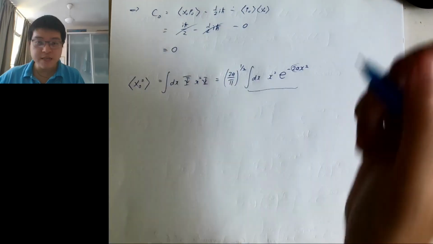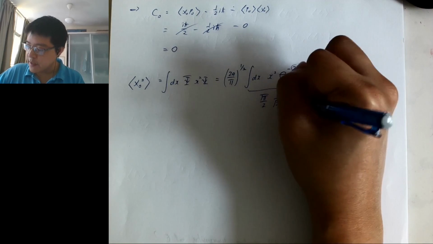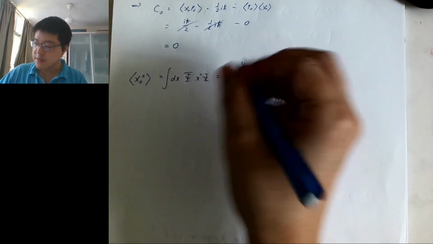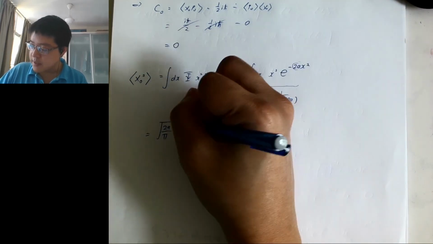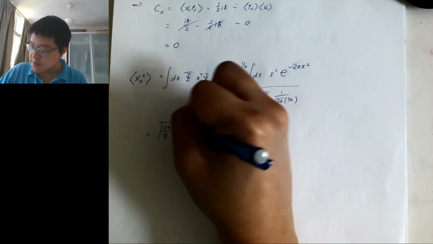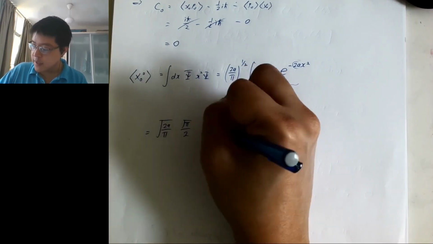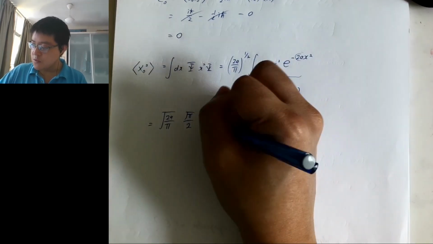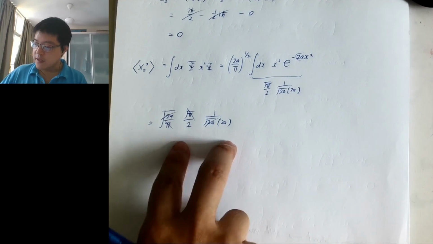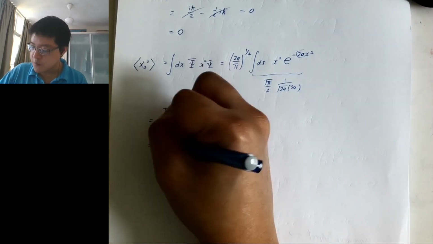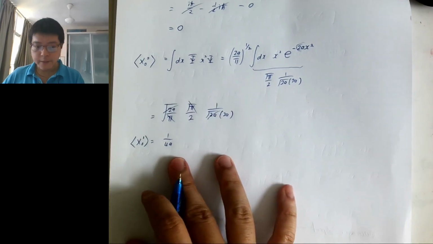This is another integral, but it's the same integral as before. So the answer is root pi over 2, 1 over 2a, and then another 2a. Therefore, I got root 2a over pi, and then root pi over 2, and then 1 over 2a, and another 2a. So the square root 2a cancels, and everything left behind is 1 over 4a. So this is the expectation value of x squared.